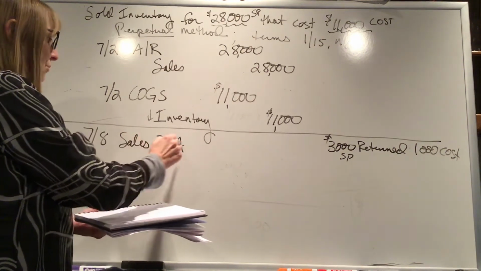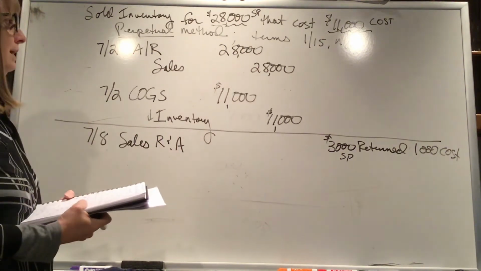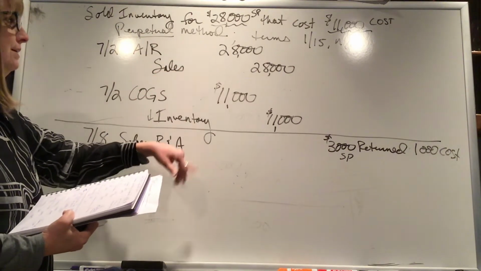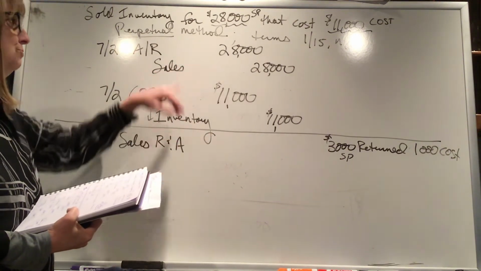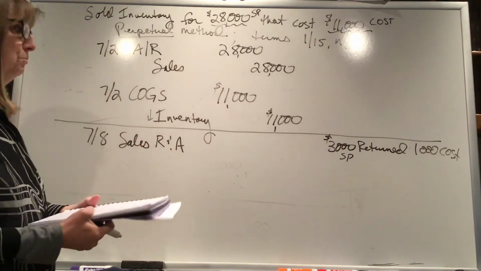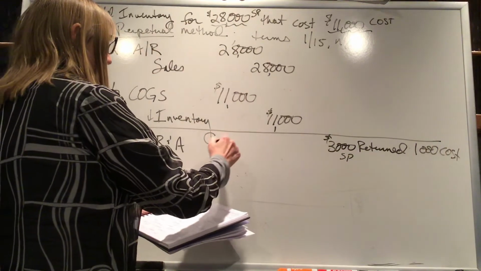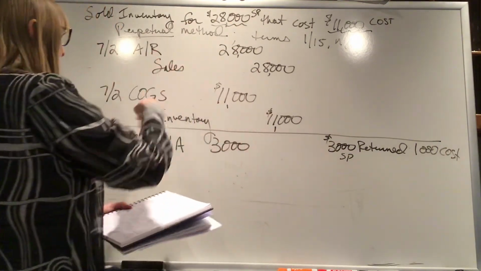This is a contra revenue account. Okay, revenue has a normal credit balance. This contra revenue account has a normal debit balance. It goes against sales on the multiple step income statement. So that's for the sales price. And the rest of it is just flipped over.